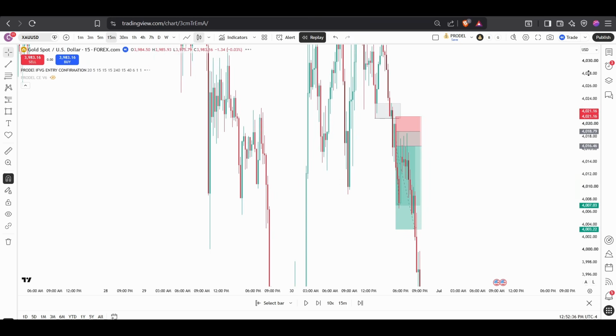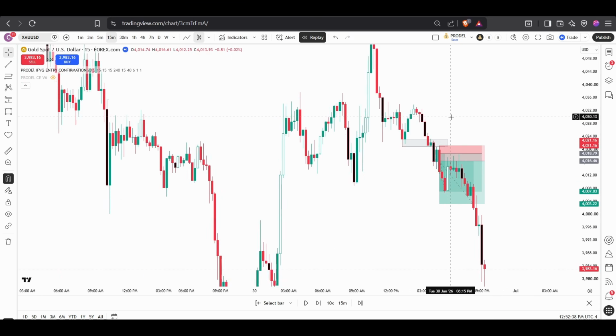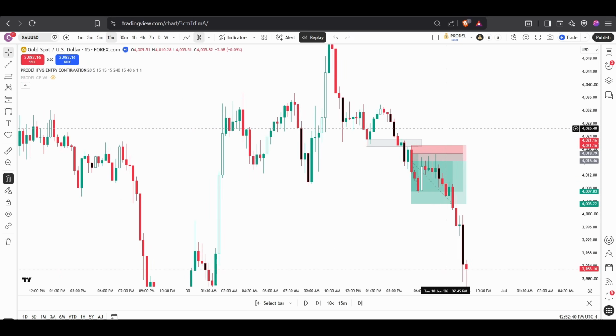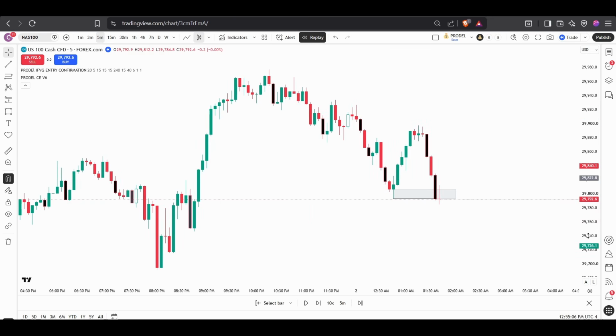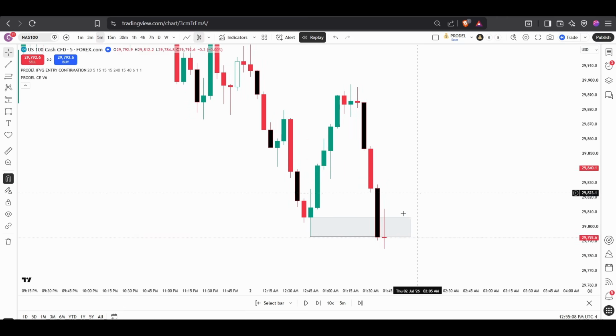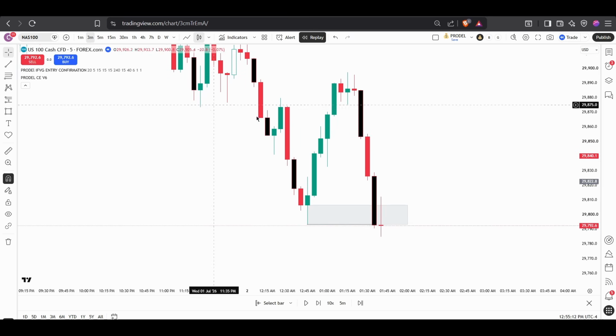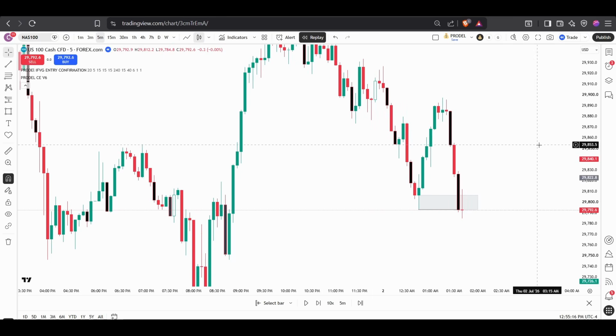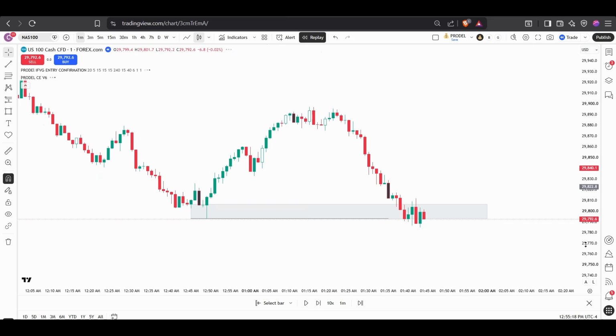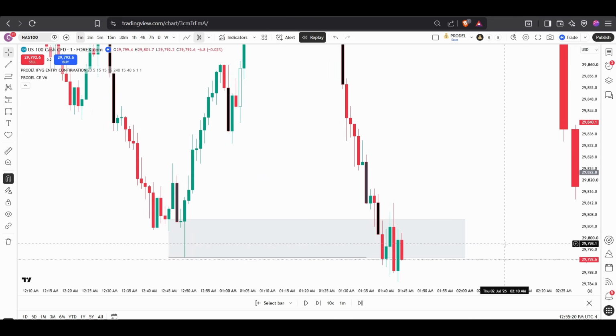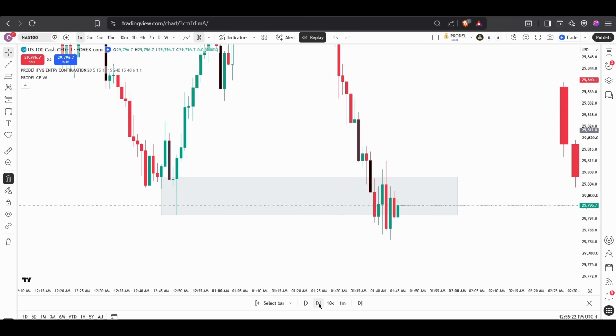And yeah, like this, I already showed you in the gold and Euro USD. Now let's see the NASDAQ. Let's see one example on the NASDAQ. On the NASDAQ, you can see there is the break of structure. And after that, I look for the 5-minute market structure on the NASDAQ, and 1 minute for the entry confirmation. So let's see the entry confirmation on 1 minute.